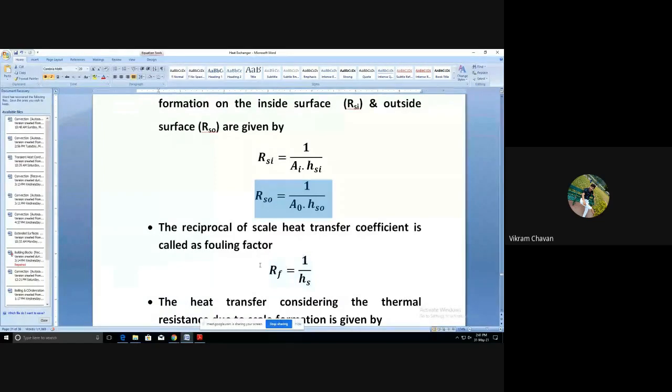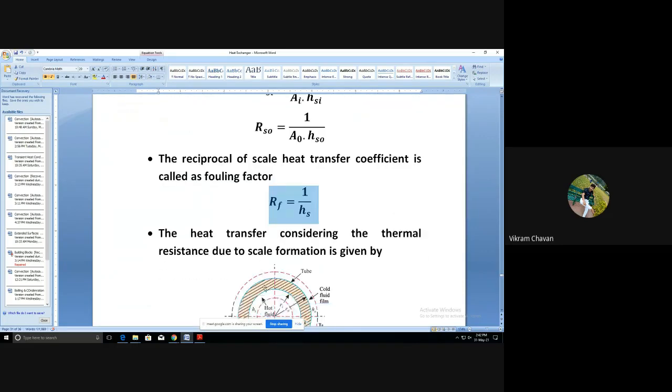If we consider this fouling factor on the inner surface, then we have to consider 1 upon h suffix si, and in that case we get the fouling factor on the inner surface, for which we give the nomenclature R suffix fi. And if we are considering the fouling factor on the outer surface, that will be R suffix fo, and the relation for the fouling factor will be R suffix fo, which is equal to 1 upon h suffix so.